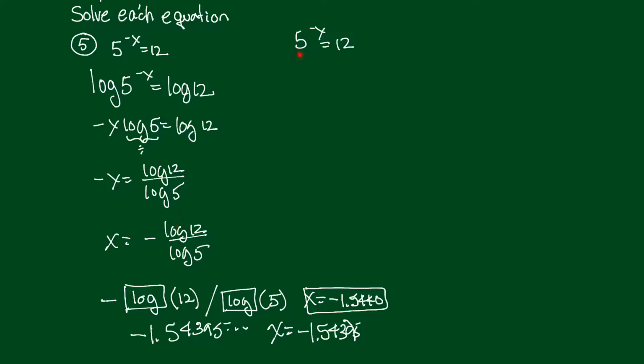But what about here if we take the log base 5? After all, the base is 5. Let's just see what happens here. So if we take the log base 5 of 5 to the negative x, this would be the log base 5 of 12. And on the left side, these two bases match, so they undo each other. This logarithm base 5 undoes the exponential base 5, and I just get negative x equals log base 5 of 12.